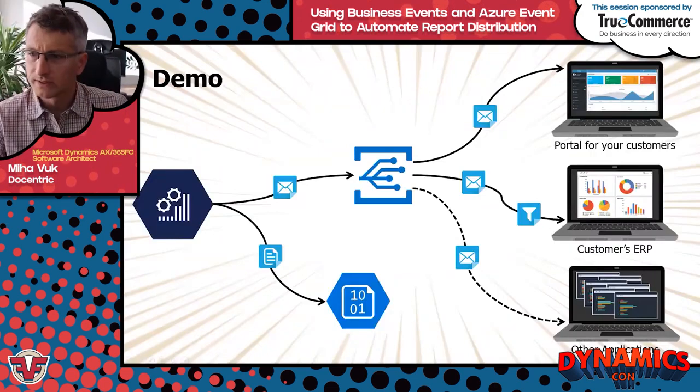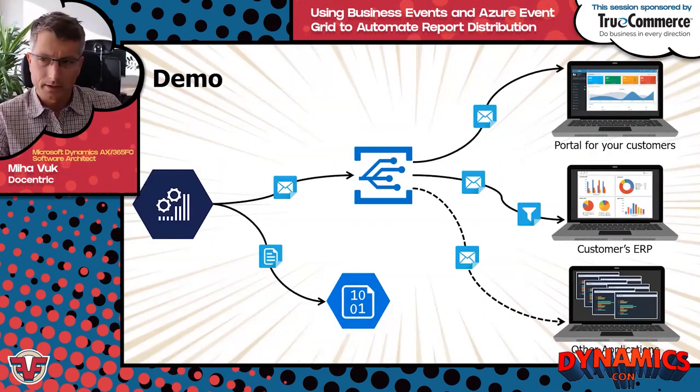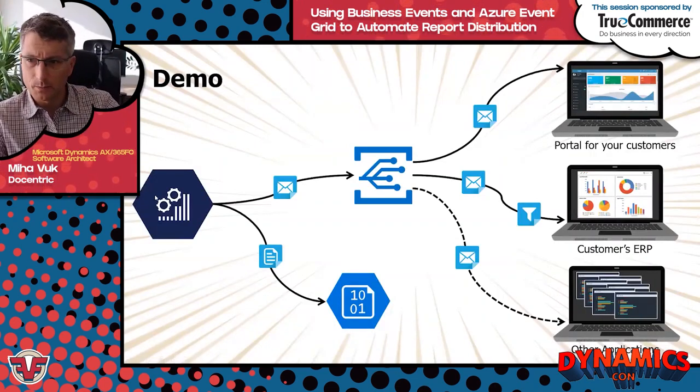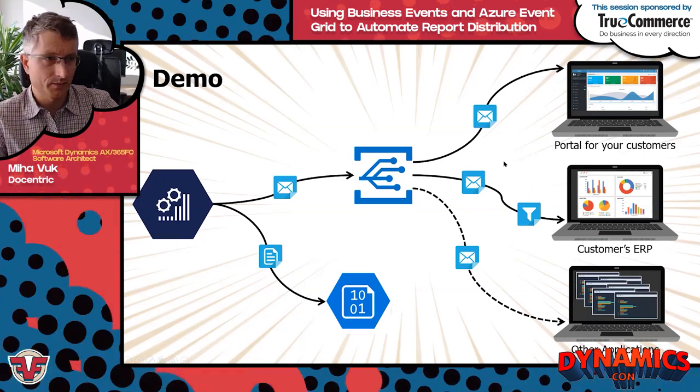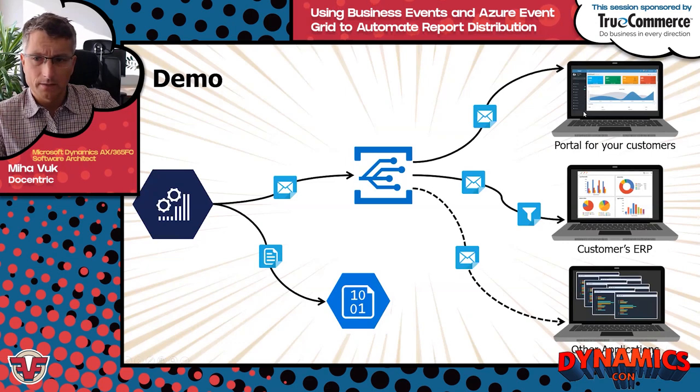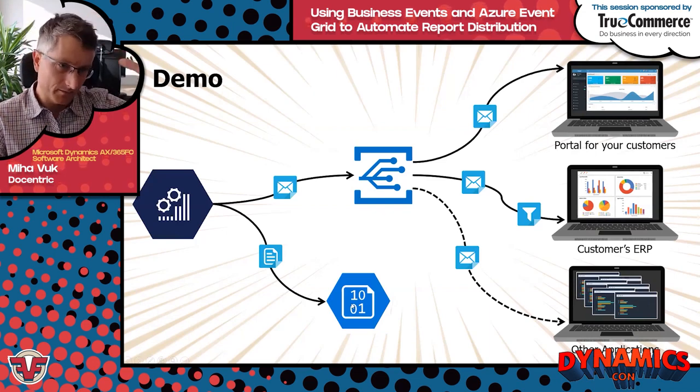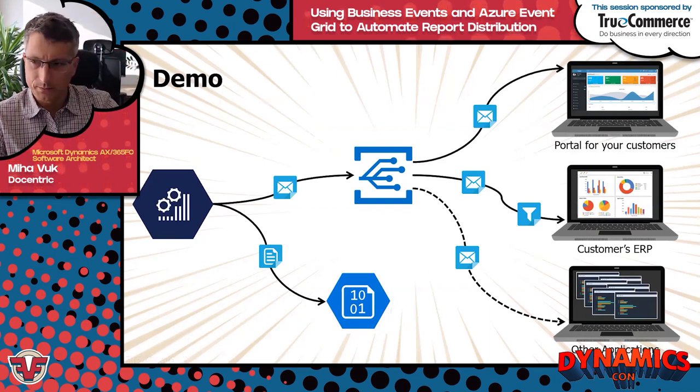Okay, so to summarize what we have learned. When finance and operations posts the invoice and creates an invoice document, it can save the invoice document to Azure storage and send the business event with its metadata to Event Grid. From there, it is forwarded to all interested subscribed applications that use the document metadata and download its content from the Azure storage. So that was the demo that we just presented.